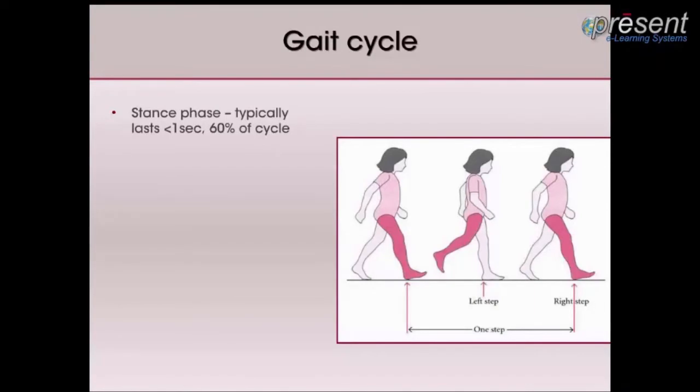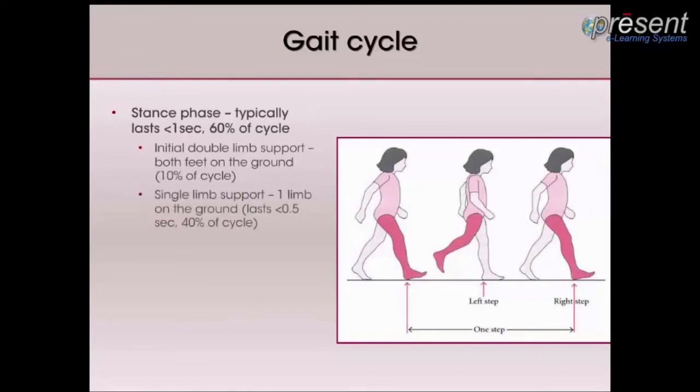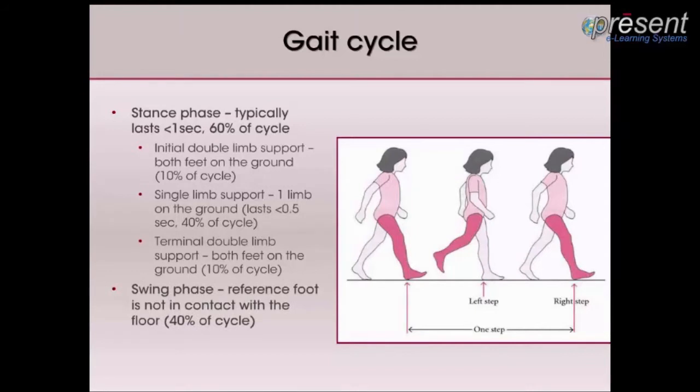Stance phase typically lasts less than a second and is about 60% of the gait cycle. It begins with initial double limb support with both feet on the ground and transitions to single limb support with one limb on the ground and lasts less than a half of a second. Then we transition again to double limb support with both feet on the ground. During the swing phase, the reference foot is not in contact with the floor.